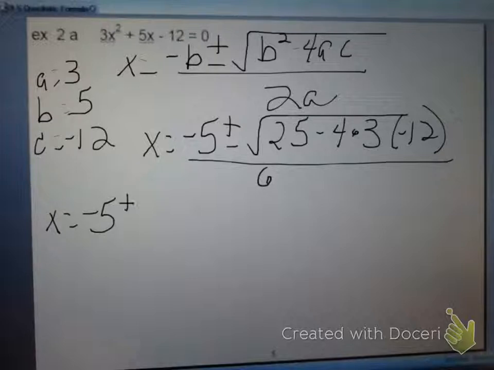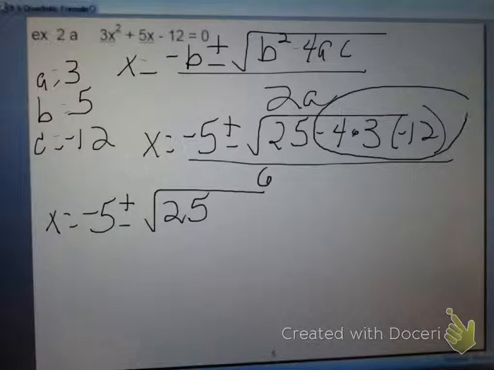So again, I'm going to recopy the negative 5, the square root, 25. Now here's where you go and circle the negative 4 times 3 times a negative 12. And that would be a positive 144 all over 6.